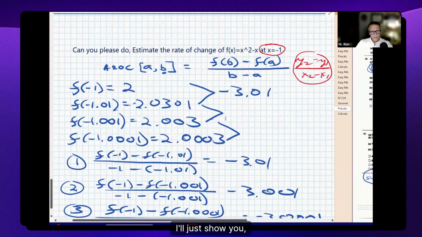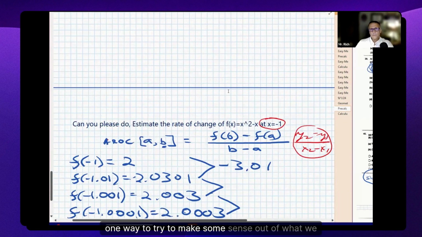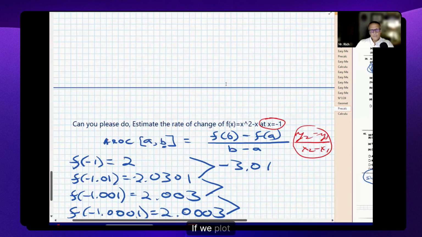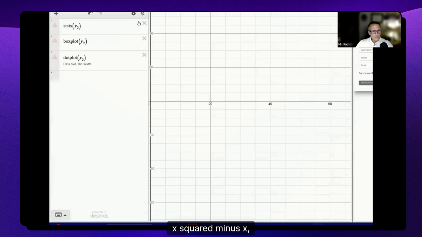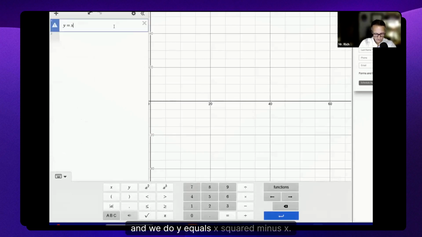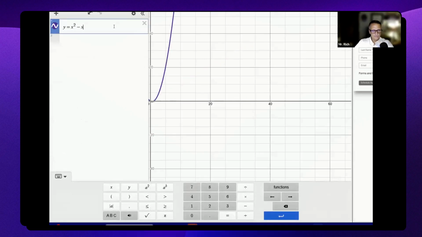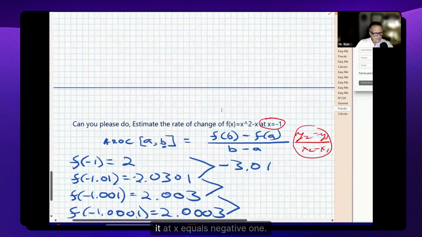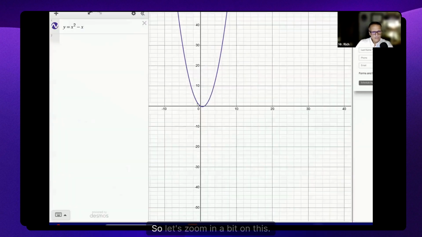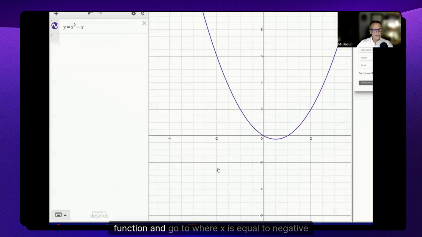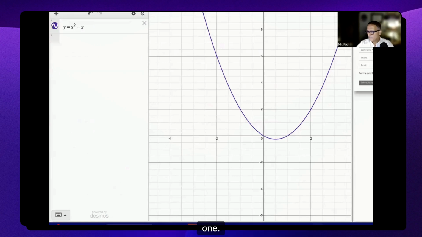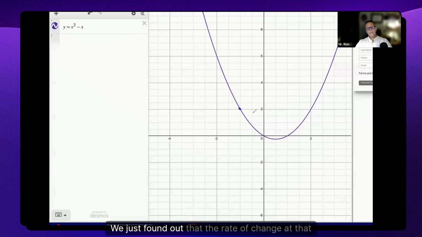I'll just show you one way to try to make some sense out of what we just did right there. If we plot on Desmos the function that we're working with, y equals x squared minus x. What we were doing here was trying to find it at x equals negative 1. So let's zoom in a bit on this. What we just found is that if you take this function and go to where x is equal to negative 1, right here, we just found out that the rate of change at that point is negative 3.